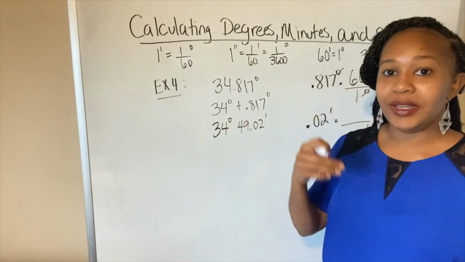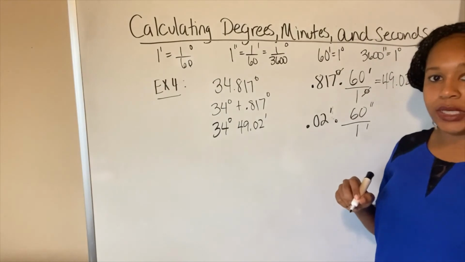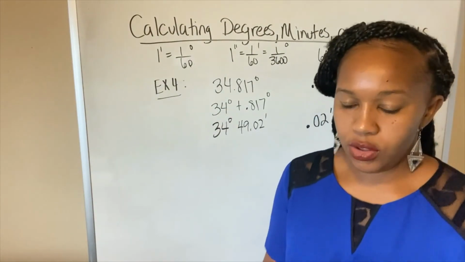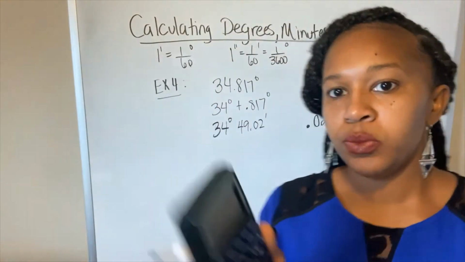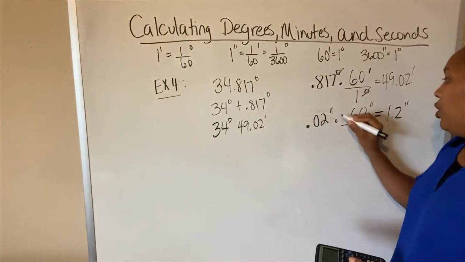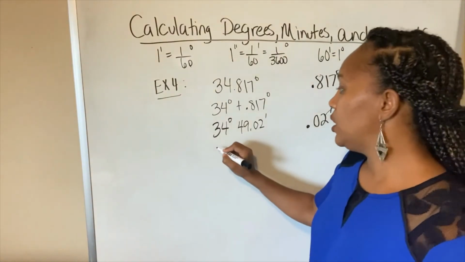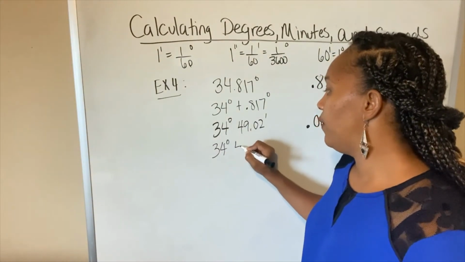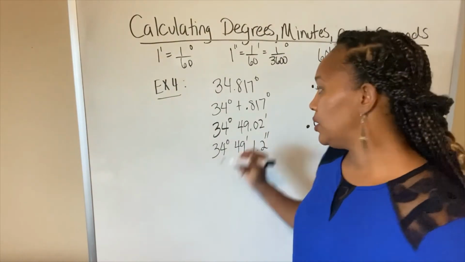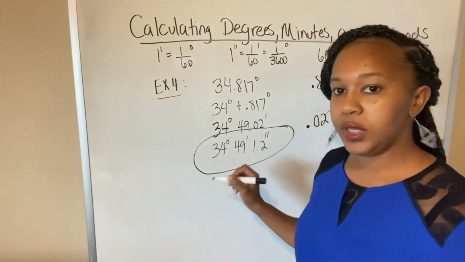So now you got to think, how many seconds is a minute? Well, 60 seconds is 1 minute. So you would do 0.02 times 60 and you get 1.2. And so 0.02 minutes is equal to 1.2 seconds. Again, the minute units cancel, leaving you with seconds. So this ends up being 34 degrees, 49 minutes, and 1.2 seconds. And so that takes 34.817 degrees and converts it down to degrees, minutes, and seconds.